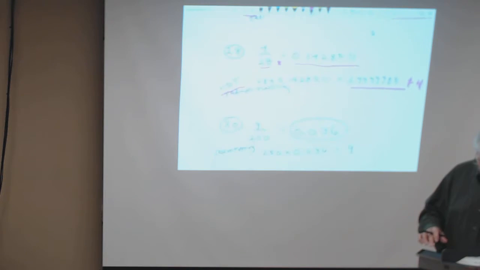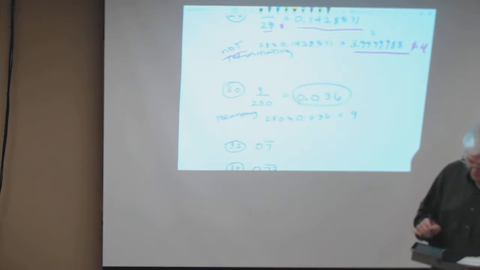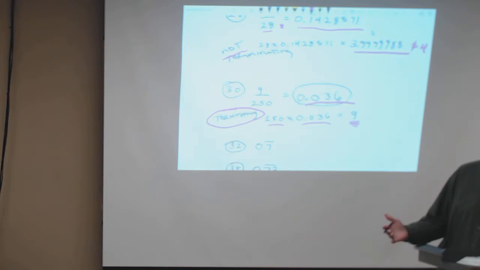Then you come down here to number 30, and you take 9 and divide by 250, and you get 0.036. And if you take 250 times 0.036, you get 9. So I know that one terminates. Okay? Any questions? Does that help you understand how this works?